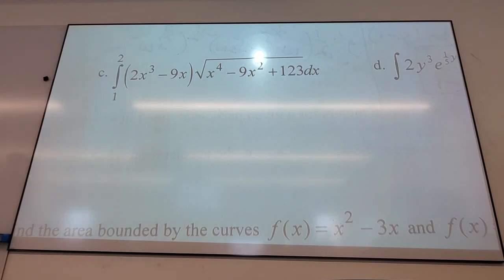90-something percent of the time, the thing I let u equal is what's stuck. Does that make sense when I say stuck? Is there any part of this that's stuck in something else? Yeah, the x to the fourth. The x to the 4th business, yes.